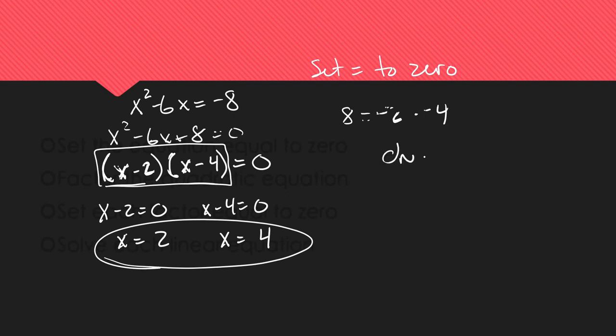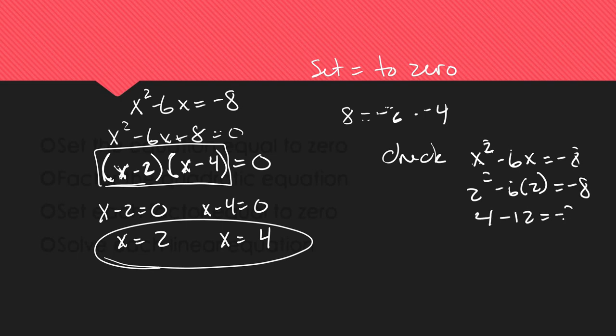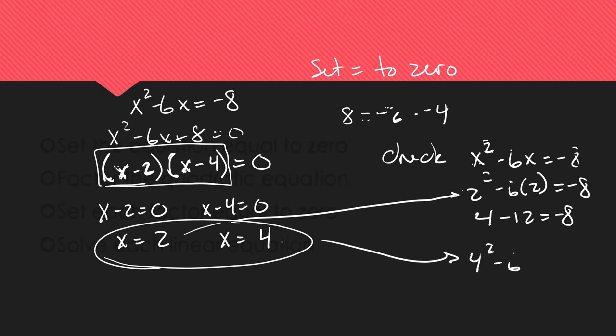If I check these back in my original, which was x squared minus 6x equals negative 8. If I check 2, 2 squared minus 6 times 2 equals negative 8. 4 minus 12 equals negative 8. That works. If I check 4, 4 squared minus 6 times 4 equals negative 8. 16 minus 24 equals negative 8, and that works as well.